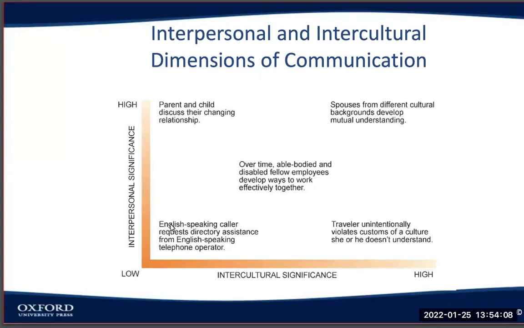And then low down here, an English speaker calls and requests directory assistance from an English speaking telephone operator. Right here in the middle, over time, able-bodied and disabled fellow employees develop ways to work effectively together. At the high of this, we have spouses from different cultural backgrounds who develop a mutual understanding. And then down here, for the low on this axis and the high, we have a traveler who unintentionally violates customs of a culture that she or he does not understand.